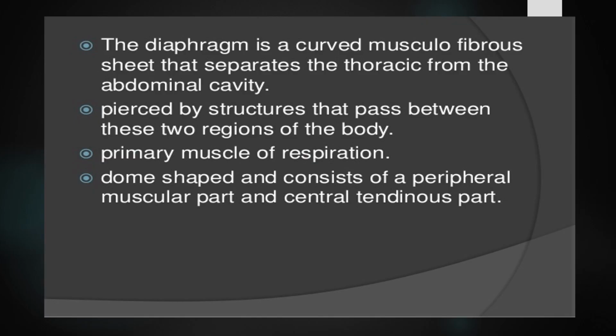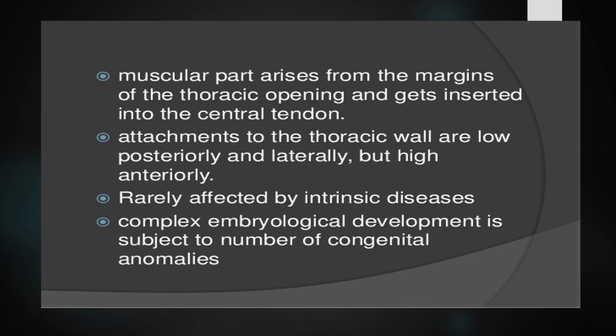Basically, the diaphragm is a curved musculofibrous sheet that separates the thoracic from the abdominal cavity. It is pierced by the structures that pass between these two regions of the body, that is the thoracic viscera and the abdominal viscera. It is the primary muscle of respiration, dome shaped, and consists of a peripheral muscular part and a central tendinous part. The muscular part arises from the margins of the thoracic opening and gets inserted into the central tendon.